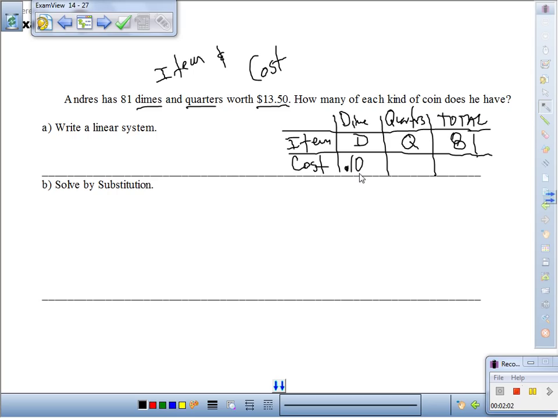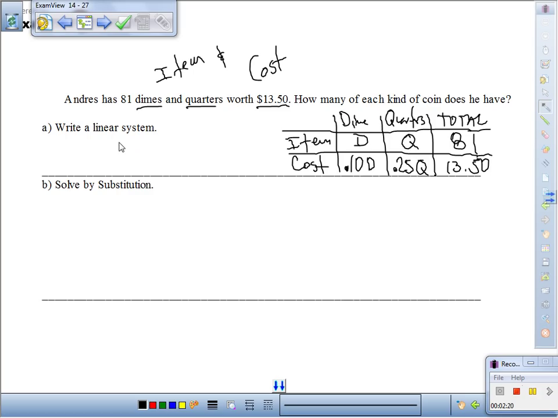All right. How can we write the cost of a dime? 0.10, but since we don't know how many, we're going to write 0.10D. Cost of a quarter is 0.25, and since we don't know how many quarters, it's Q. What is the total amount that Andres has? 13.50. Do you guys see your equations now?